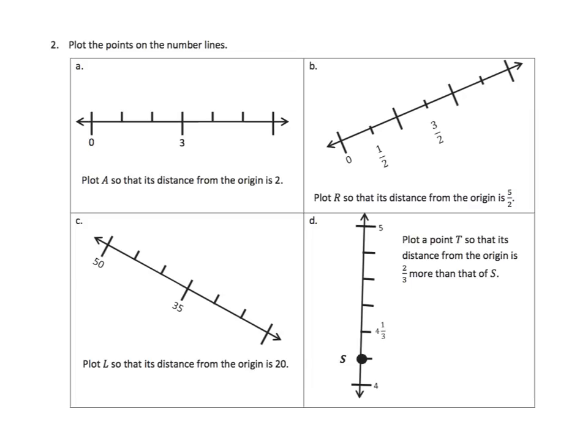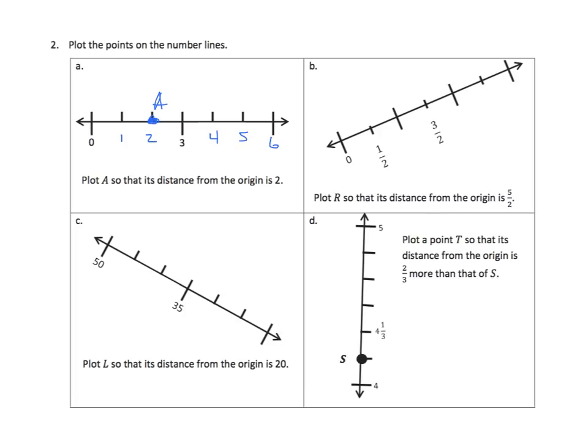We have a 0 and a 3. And we'll have to figure out what these other units are. Well, if I look at this, I can see that I can go one hop, two hops, three hops. That means each one of those hops is equal to one whole number. So we could label this one 1, this one 2, and we can continue 4, 5, and finally 6. We want to plot A, so the distance from the origin is 2. Put our dot there. Label it A.